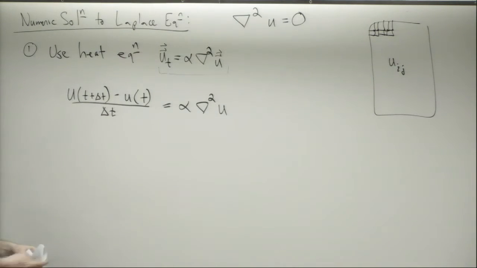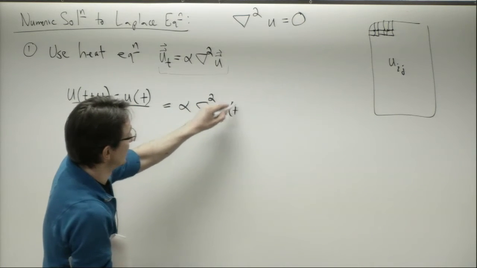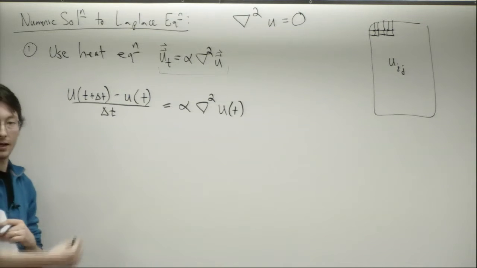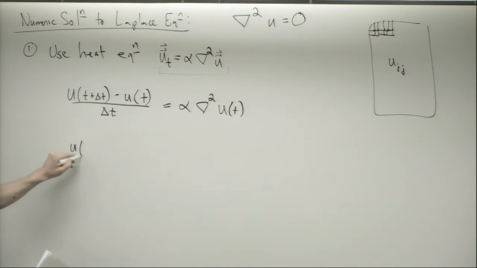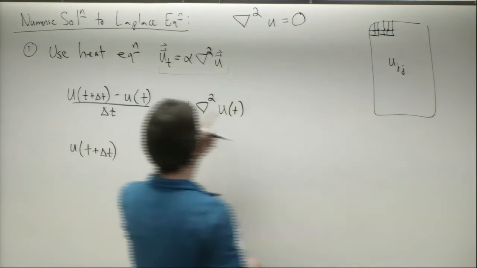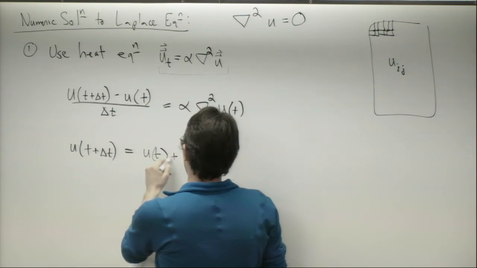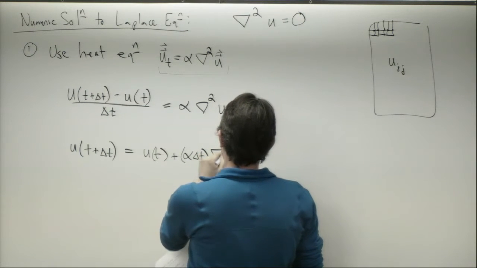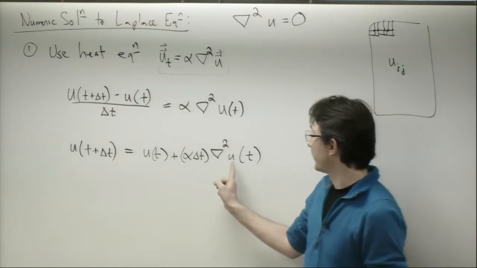And I'm basically going to take an initial condition, U at time 0, and I want to step it to time 1, time 2, time 3, and so on. So what I want is U at time t plus delta t as a function of the previous time step. So that's equal to U plus alpha delta t Laplacian of U at time t. So this defines an iteration.